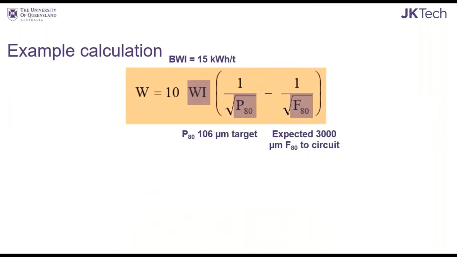So as an example, to put things in perspective, let's just say you did a lab test and you got a Bond work index of 15 kilowatt hours per ton. All you do is plug that into the equation together with, in this example, a P80 target of 106 microns with an expected F80 of 3000 microns. And with that, you calculate 11 kilowatt hours per ton of ball milling requirements. So from this, you can basically size your mill accordingly.